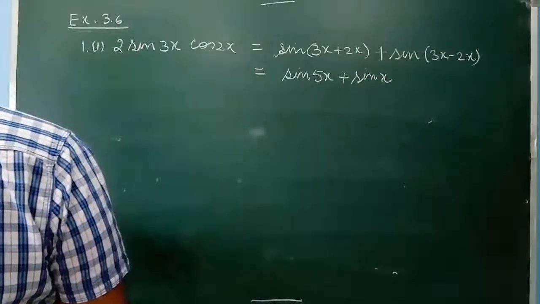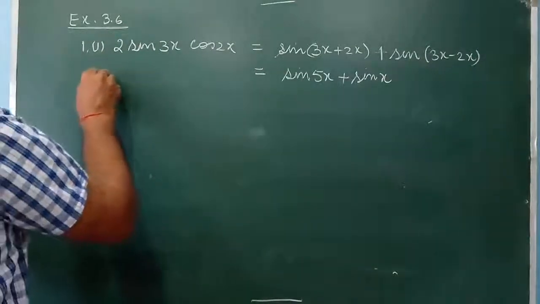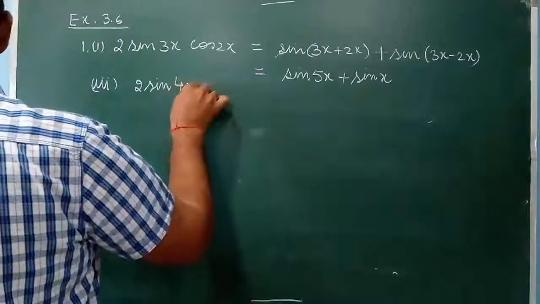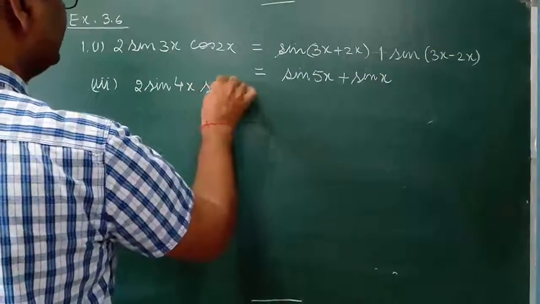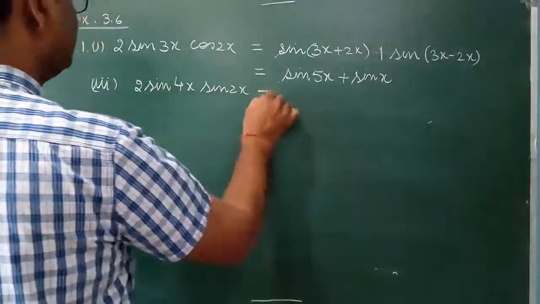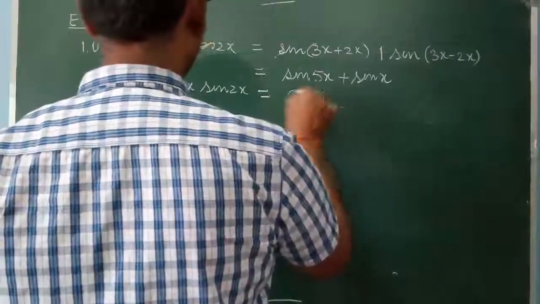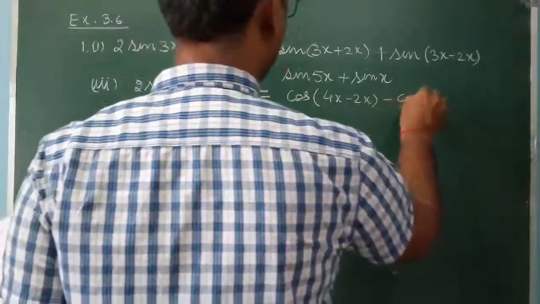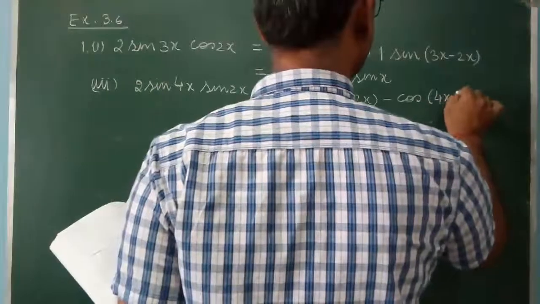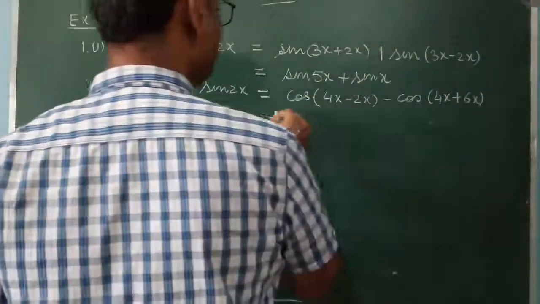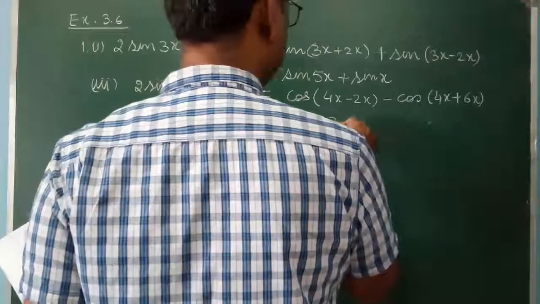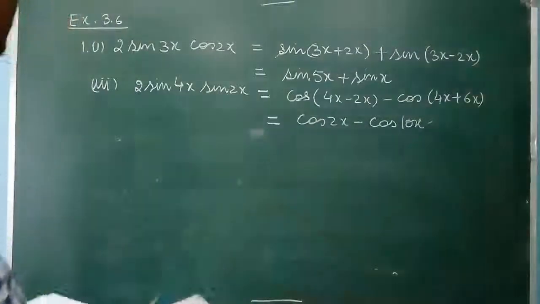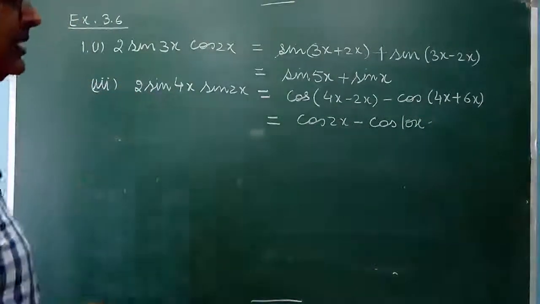Now the second part, or rather we can have the third part. What is it? 2 sin 4x into sin 2x, and this is equal to cos A minus B, means 4x minus 2x minus cos 4x plus 6x, and this is equal to how much? Cos 2x minus cos 10x. And if you wish, you can put it in this formula, you will be getting this one.